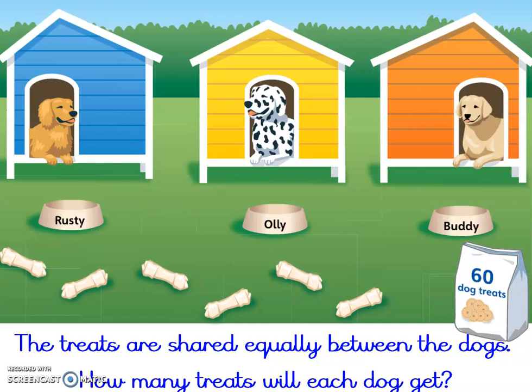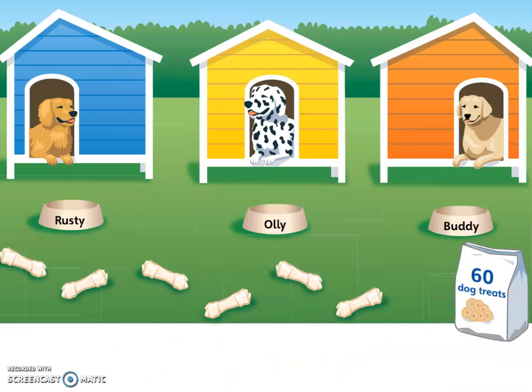I want you to be trying to solve A, the bones are shared equally between the dogs. How many bones will each dog get? Using the method of your choice. And B, the dog treats are shared equally between the dogs. How many dog treats will each dog get? So pause the video and give this one a go. Good luck. Now let's take a look at both those questions individually and work it through step by step.